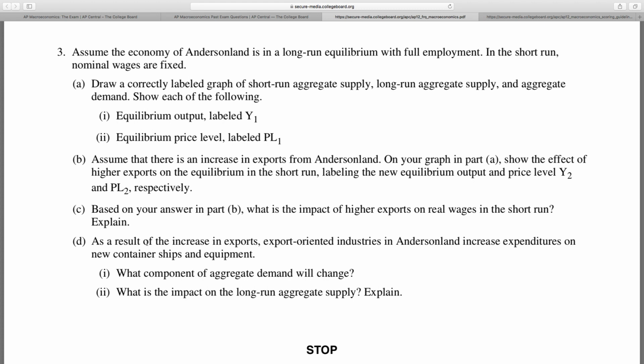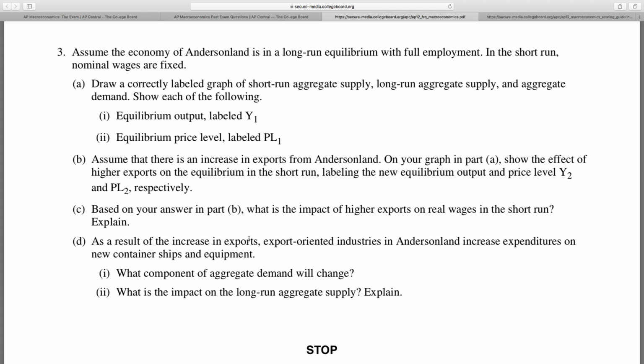D says, as a result of the increase in exports, export-oriented industries in Anderson Land increase expenditures on new container ships and equipment. I feel like we did this one recently, but it's a good review. What component of aggregate demand will change? Well, what are components of aggregate demand? Consumer spending, investment spending, government spending, net exports. Right? And they're saying what component of aggregate demand is going to change based on these export-oriented industries increasing expenditures.